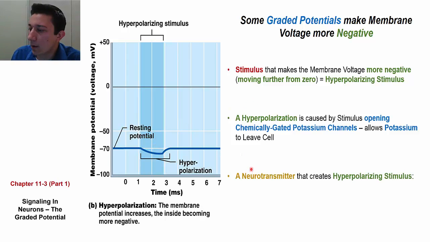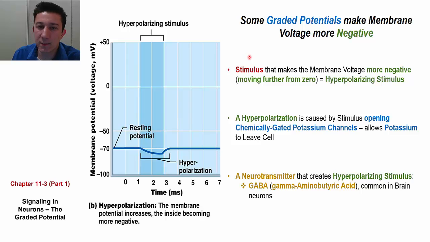Right? I'll leave you with one example here of a neurotransmitter that creates a hyperpolarizing stimulus. That's a neurotransmitter called gamma-aminobutyric acid, or GABA for short. This is a common hyperpolarizing neurotransmitter in the brain. Hyperpolarizing neurotransmitters are also referred to as inhibitory neurotransmitters for a reason that will become apparent when we look at the action potential, which will be in the next segment.